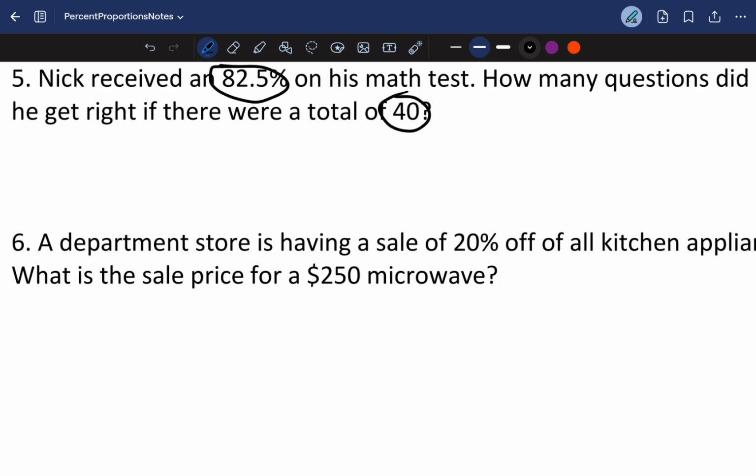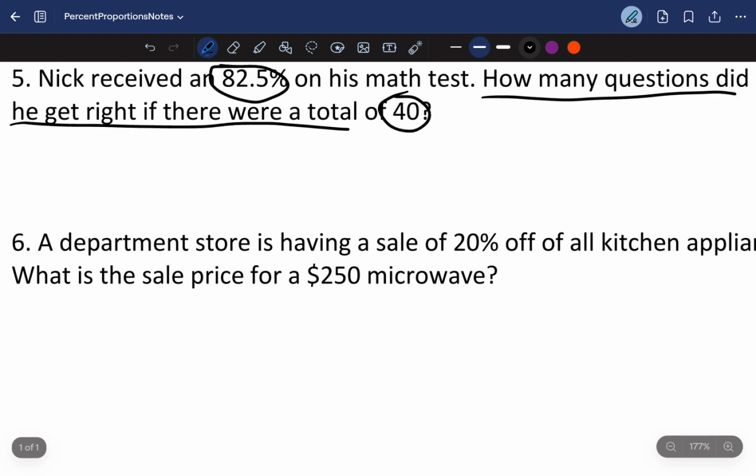Now we know that there's supposed to be 4 numbers in total, and one of them is usually what we're solving for. So in this case, we only have 2. Since this is a percent proportion, that third number that we're going to use is 100. So just keep that in mind when you're doing percent proportions. Okay, and then it's just saying how many questions did he get right if there were a total. Total is one of those mathy terms that we like to look at, of 40.